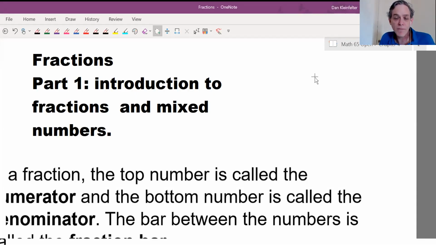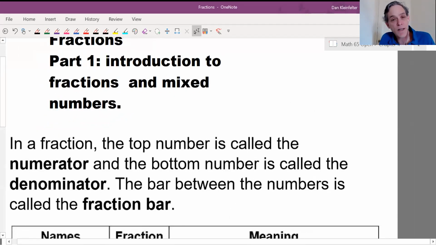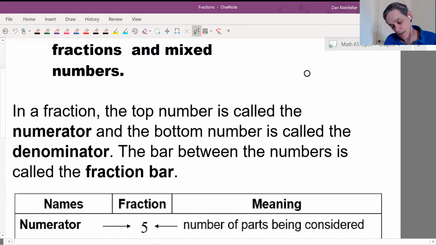Welcome back, everybody. In this video, we're going to take a look at the beginning ideas of working with fractions. So let's get started. It says here, Introduction to Fractions and Mixed Numbers. So we'll be looking at both aspects there.